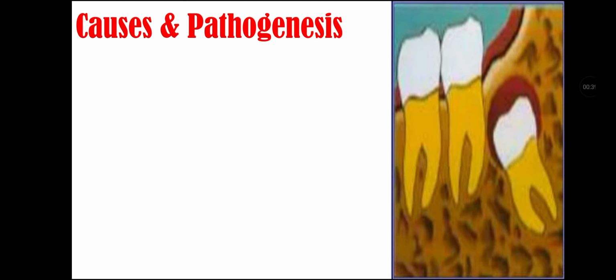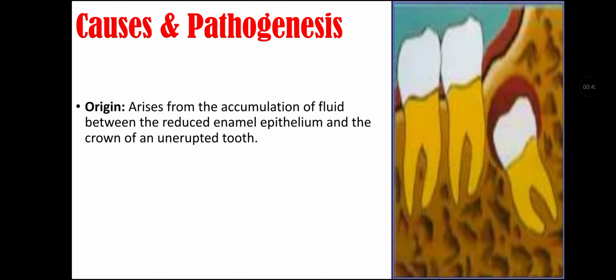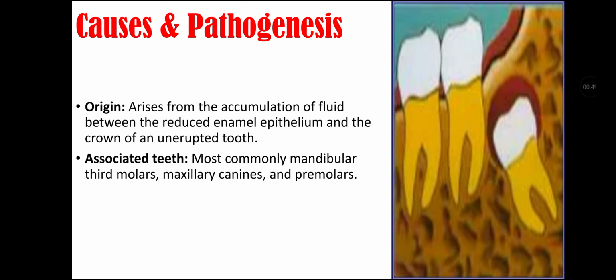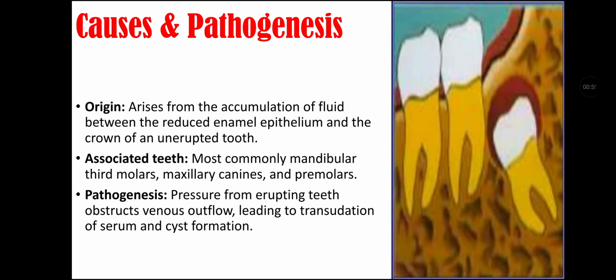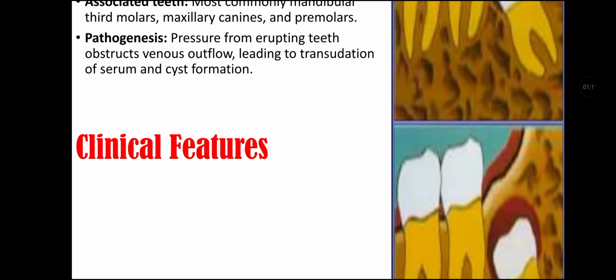Causes and pathogenesis of dentigerous cyst. It arises from accumulation of fluid between the reduced enamel epithelium and crown of an unerupted tooth. It is mostly associated with mandibular third molar, maxillary canines, and premolars. It starts by applying pressure from erupting teeth that obstruct venous flow, and this obstruction of venous flow leads to transudation of serum, and as a result there is cyst formation.